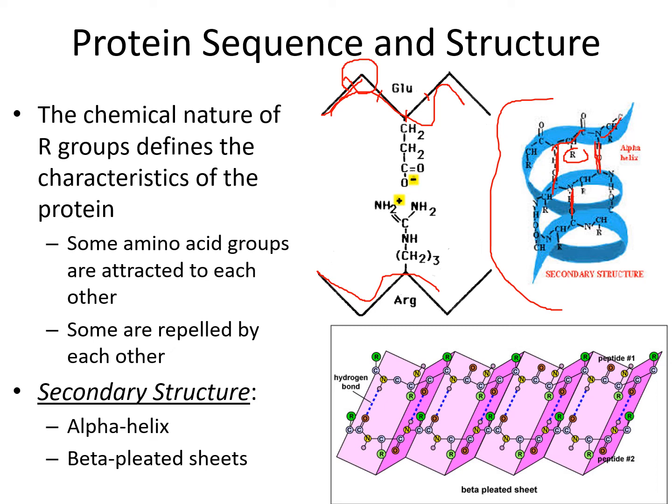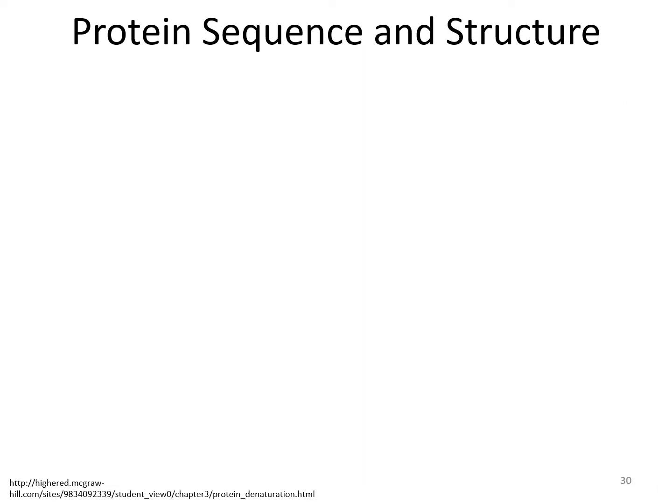The second type of pattern or shape that is formed as the secondary structure is a beta-pleated sheet, which is what this is down here. Again, opposite charges are going to be attracted via hydrogen bonds, and so we can see this kind of accordion shape here that is maintained only by those hydrogen bonds.